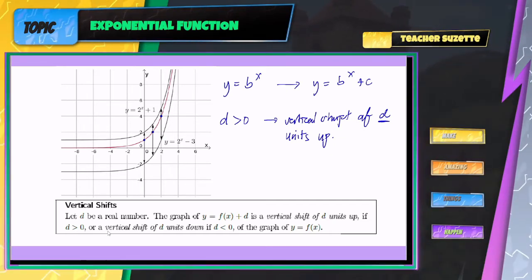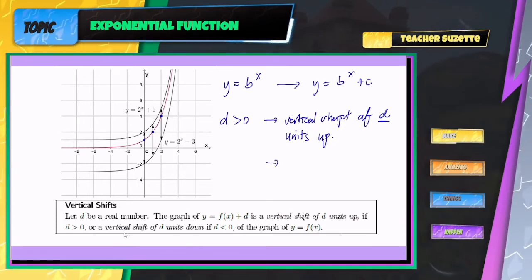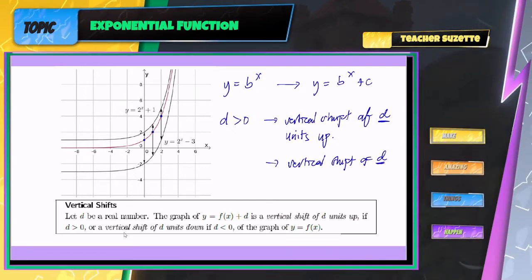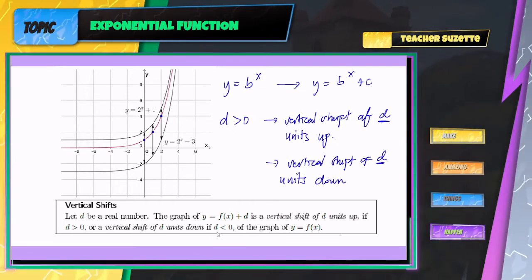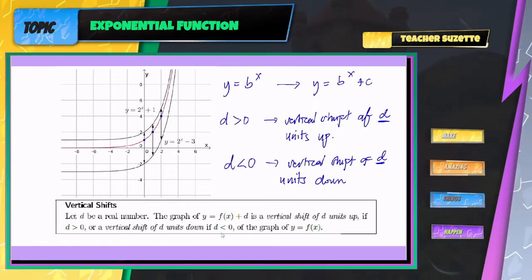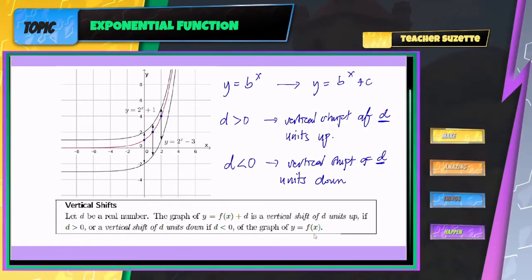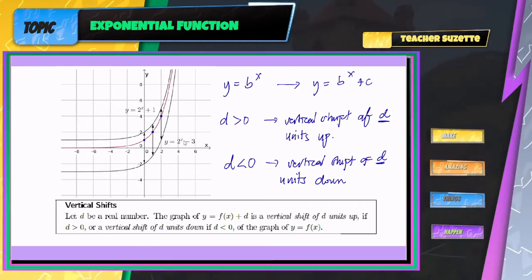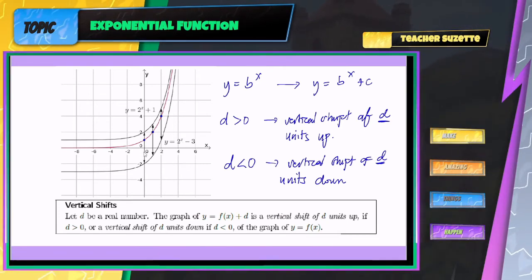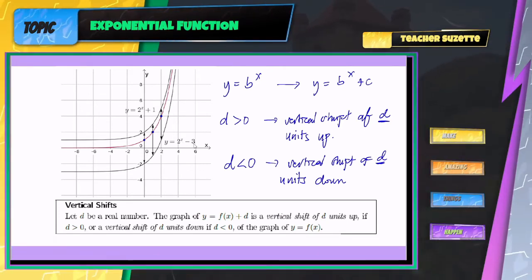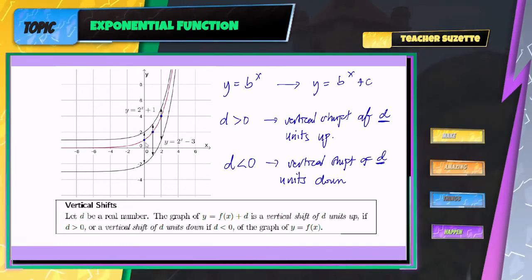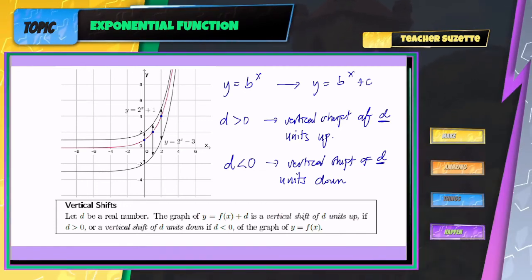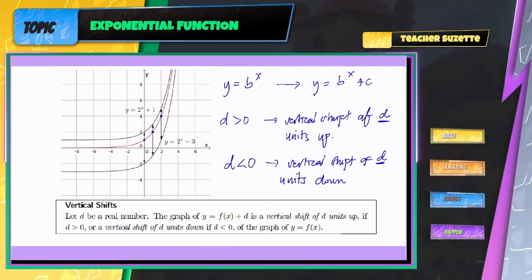Next, we also have a vertical shift of d units down. This happens when d is less than 0 for the graph y is equal to f of x plus d. For this example, we have y is equal to 2 raised to x minus 3. It shifted 3 units. Our d here is negative 3, so it shifts 3 units down. So, that's it for our third transformation under the graph of the exponential function.